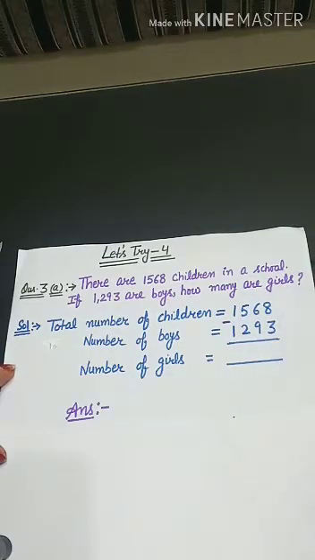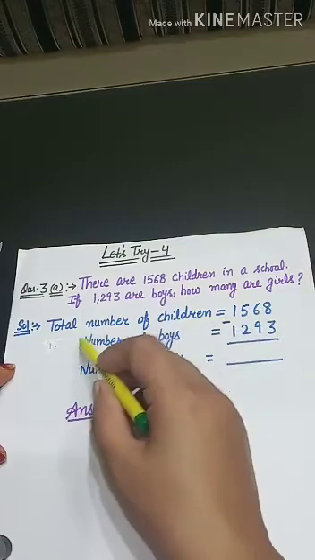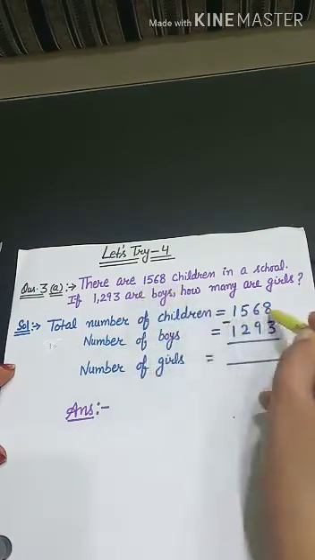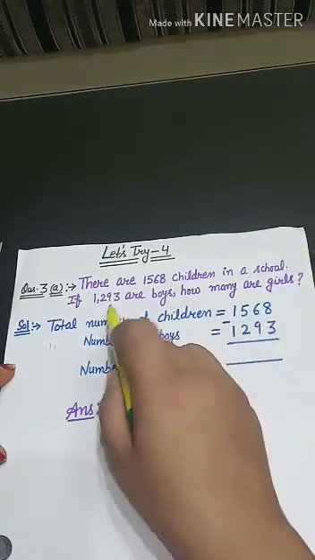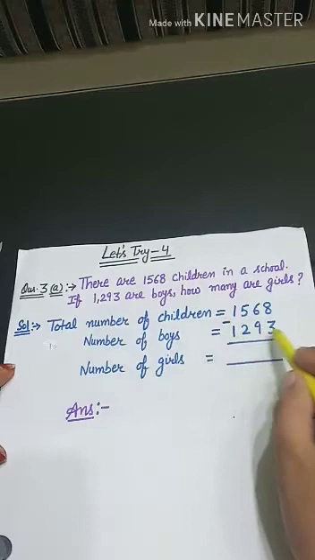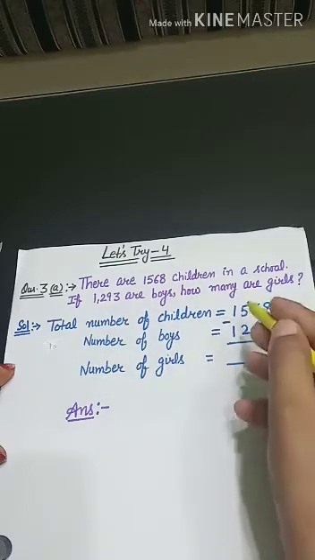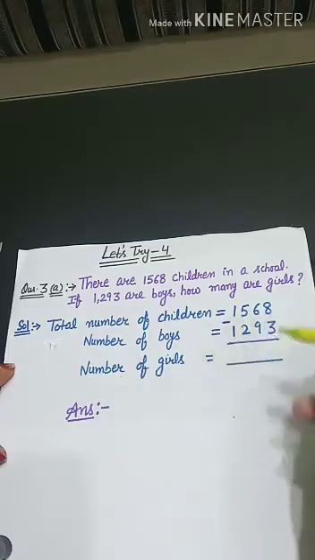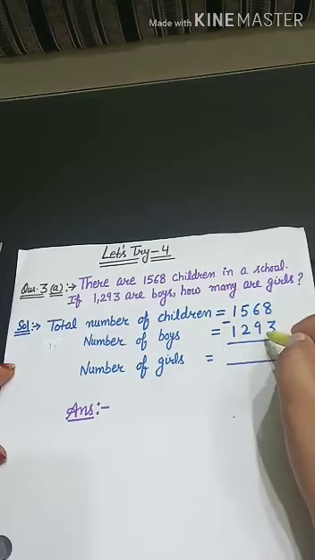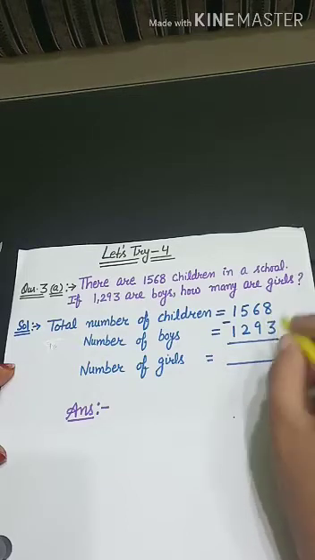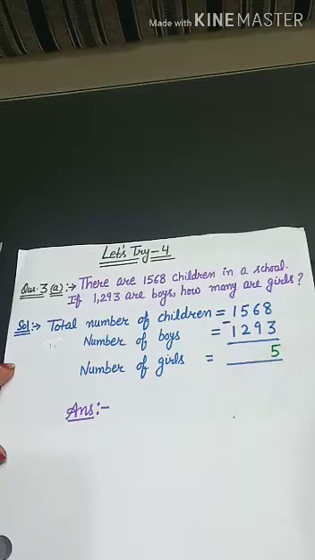So first of all, we will write down the statements properly. The total number of children 1568. Then the next information, number of boys 1293. Now we have to find out number of girls, so write down number of girls. Now we will subtract these two numbers stepwise. First of all, subtract the ones place digit. 8 minus 3. When you subtract these two numbers, you will get 5.